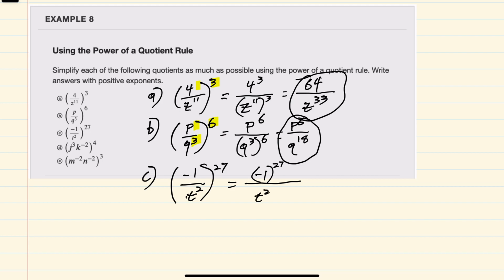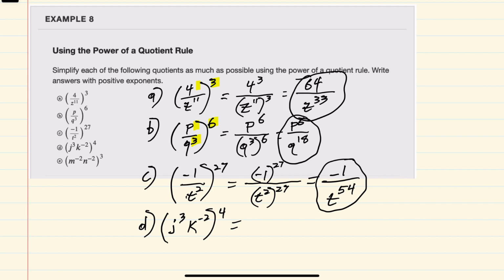For c, negative 1 over t squared to the 27th, the negative 1 would be raised to the 27th, and the t squared would be raised to the 27th. In the numerator, negative 1 raised to an odd exponent is going to give us negative 1, and in the denominator, the power inside times the power outside is t to the 54.